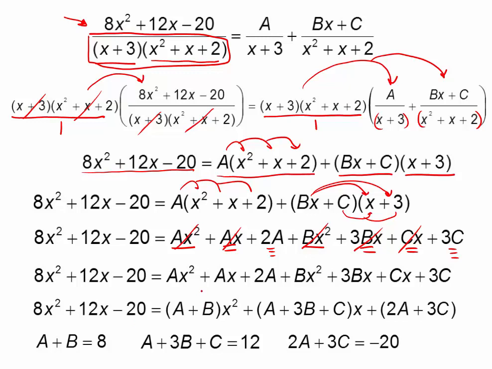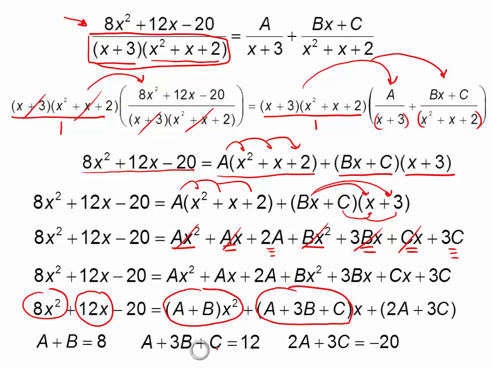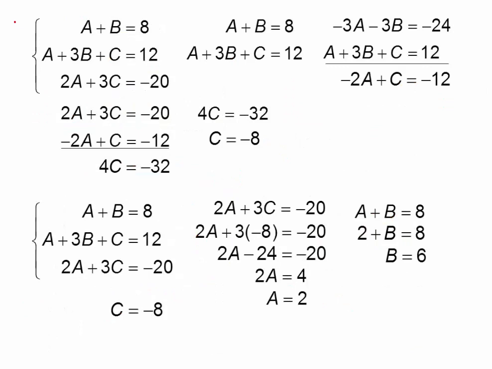So then I would say, all right, if this is going to be true, then a plus b is going to have to be equal to 8. If the next one is going to be true, then this a plus 3b plus c is going to have to be equal to 12. So there it is set up to 12. Then these last two terms, 2a plus 3c, are going to have to add up to my coefficient over here, which is negative 20. All right, once I get here, now I'm ready to set up my system of three equations. Okay, so here's my system of three equations from before.